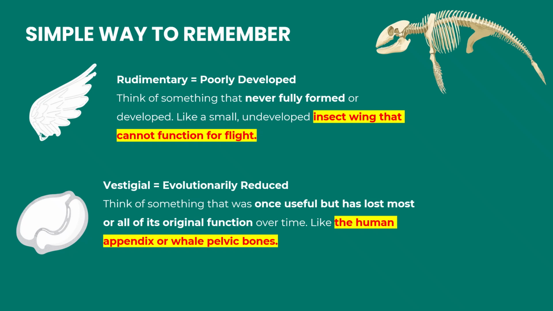Second is vestigial organ, which means evolutionary reduced. The organ which was functional earlier, but over the period of time it has lost most of the original functions. For example, human appendix or the pelvic bones in case of whales.